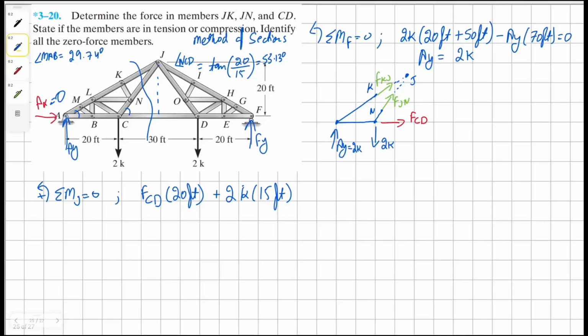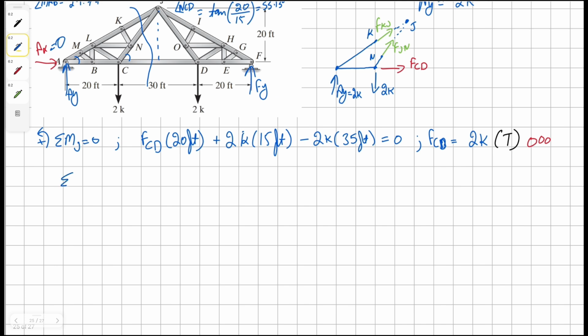Okay, now back to our problem. And finally, we're going to have clockwise AY, and it's 35 feet away from our joint J, all equals to 0. So for force CD, we get a solution as 2K, and this member is in tension.